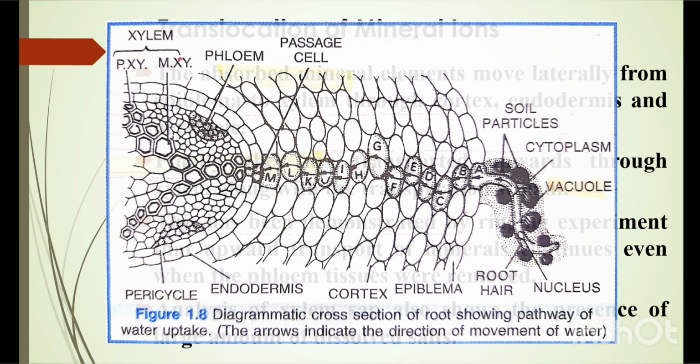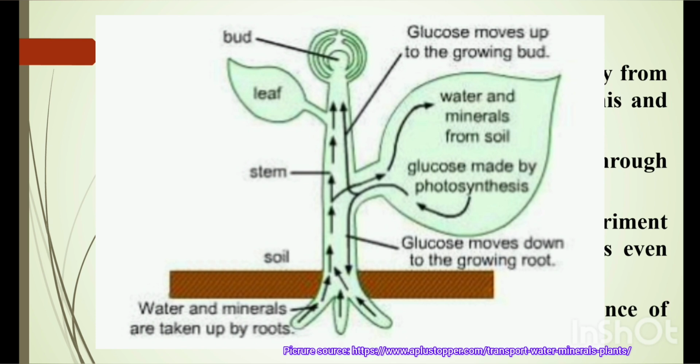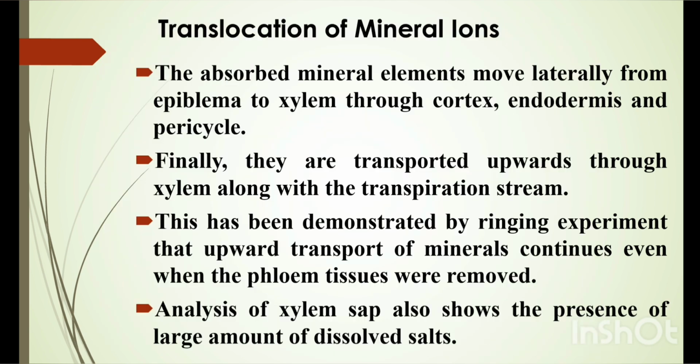So before going into the xylem, the absorbed mineral elements move laterally through the epiblema, then cortex, then endodermis, then pericycle. Finally, they are transported upward through xylem. After reaching the xylem, they move upward through the xylem along with the transpiration stream. This has been demonstrated by the ringing experiment, that upward transport of minerals continues even when phloem tissues are removed. So when you remove the phloem, the transportation of solute occurs as it is. So it occurs through the xylem.